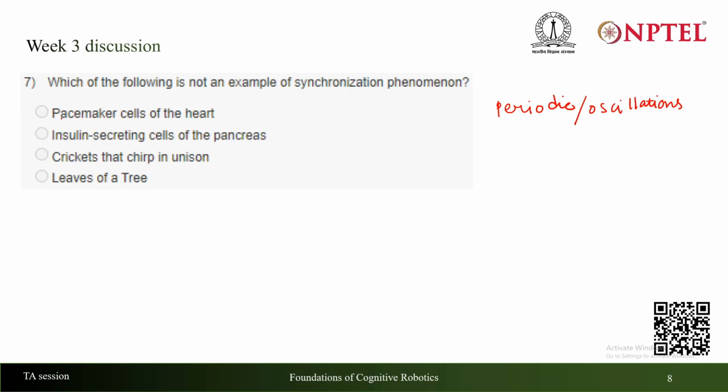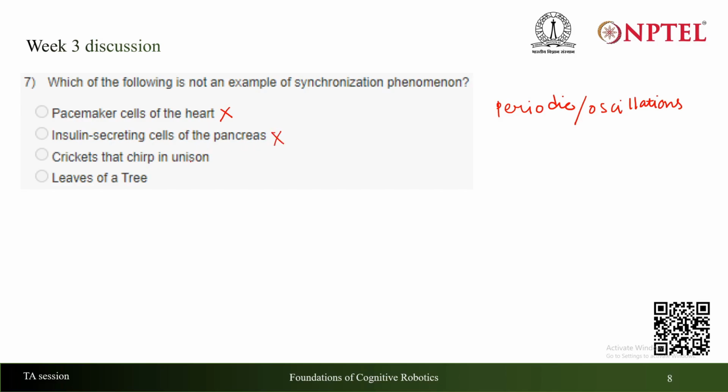So pacemaker, if you know a pacemaker, it produces periodic vibration, so it is an oscillatory device, so therefore it can lead to synchronization. Insulin secreting cells of the pancreas, so when they secrete at the same time, multiple cells act together to secrete the insulin, so they are also in some kind of oscillations while secreting, so therefore they can lead to a synchronization phenomenon.